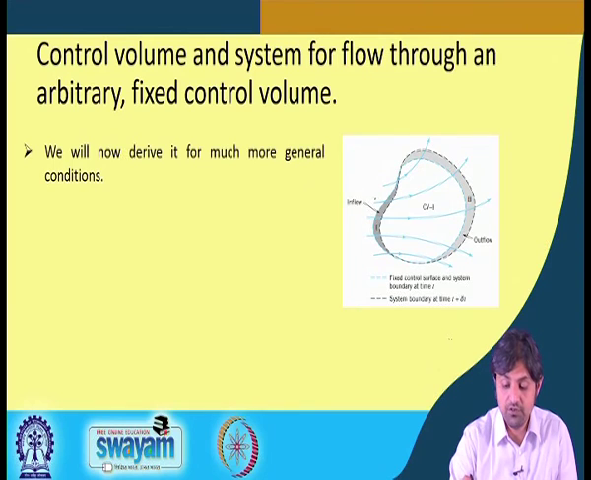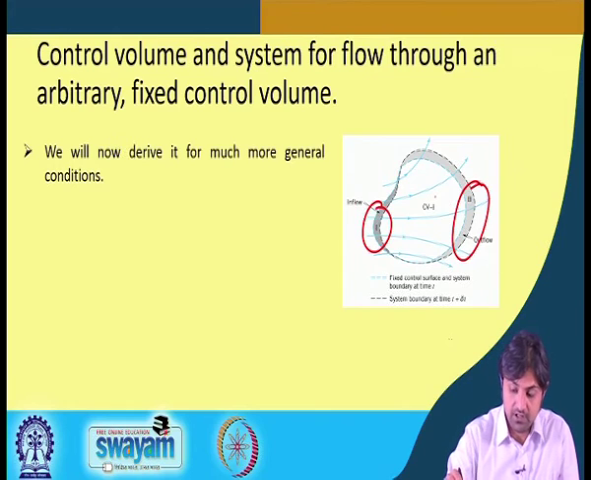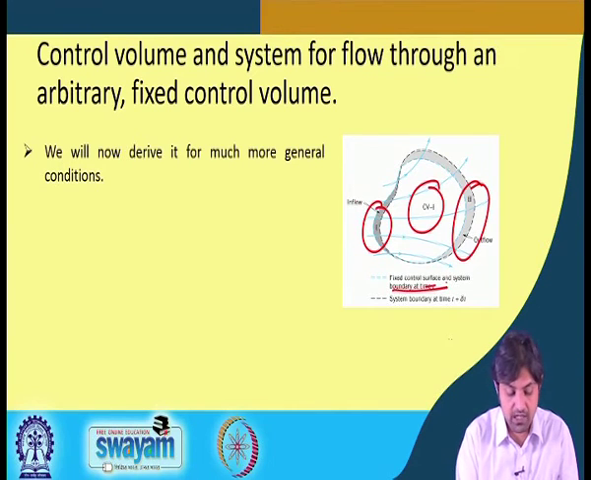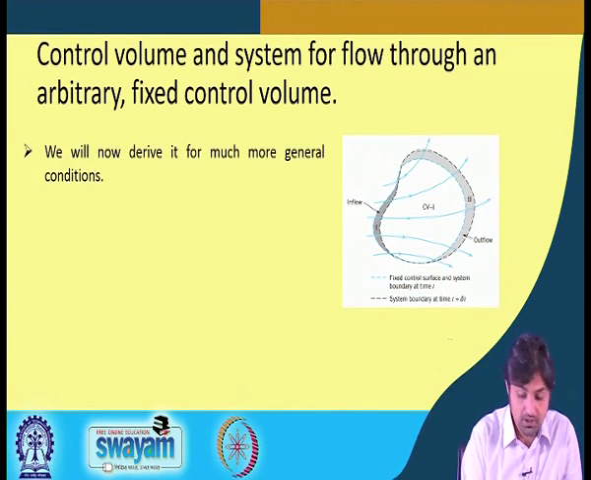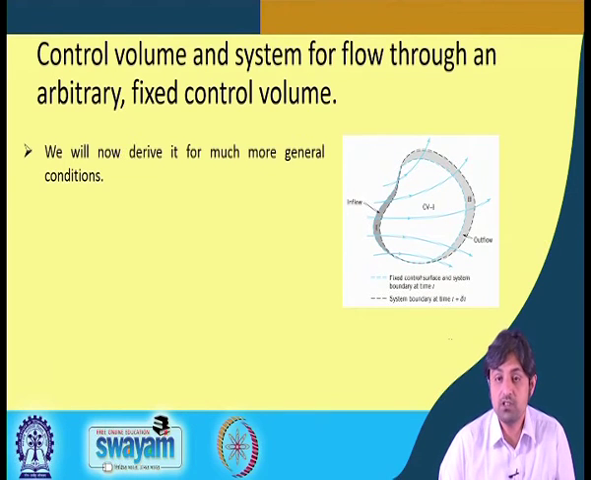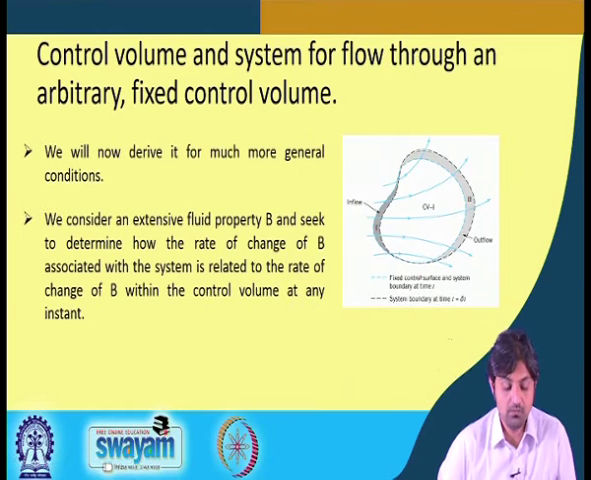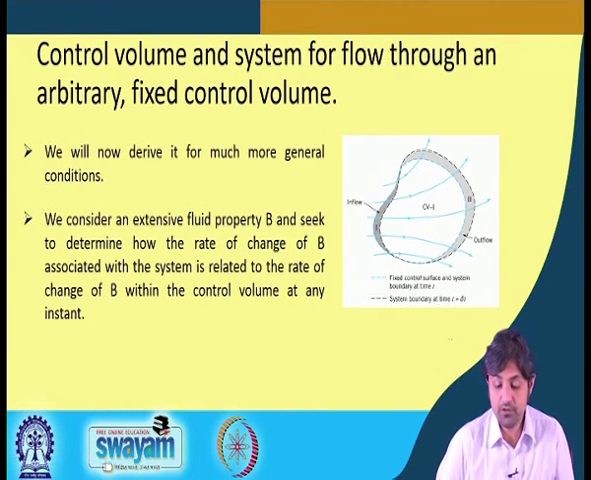Inflow is happening here, this is the outflow area, and this is the original control volume, the fixed control surface, and the system boundary at time t, and the system boundary at time t plus delta t. So we consider an extensive fluid property B and seek to determine how the rate of change of B associated with the system is related to the change of B within the control volume at any instant. Same procedure, but for any arbitrary surface.